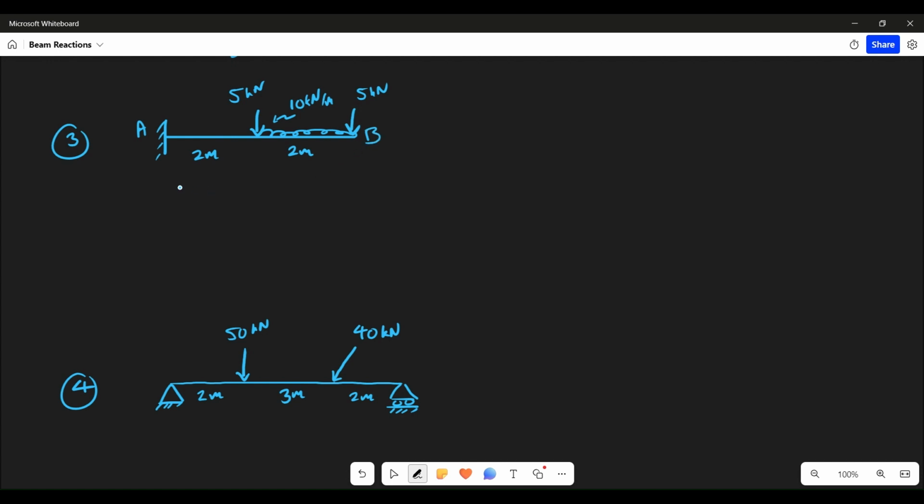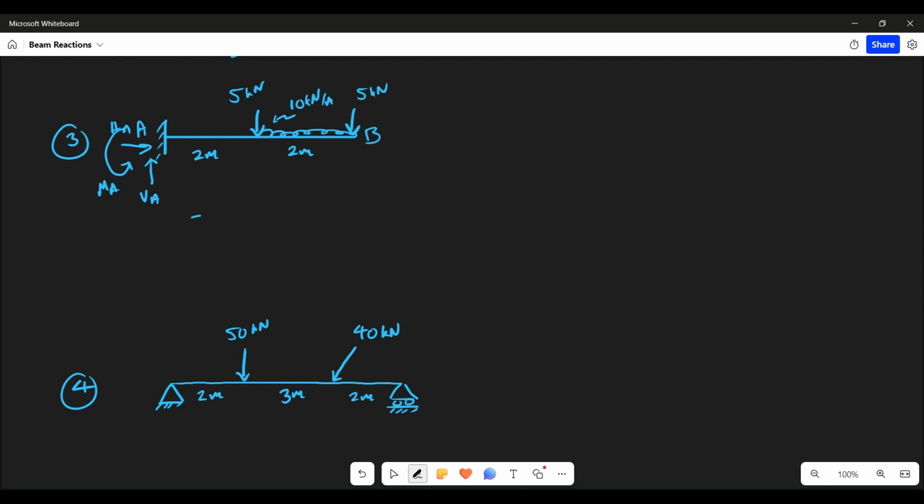How many reactions will we be getting here? One vertical reaction, one horizontal reaction and one moment. These three reactions you will get here. So let us name these as VA, HA, and MA. This is vertical at A, horizontal at A, and moment at A.